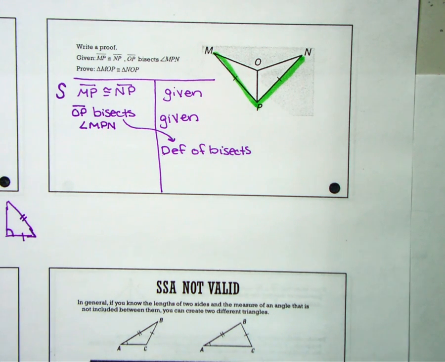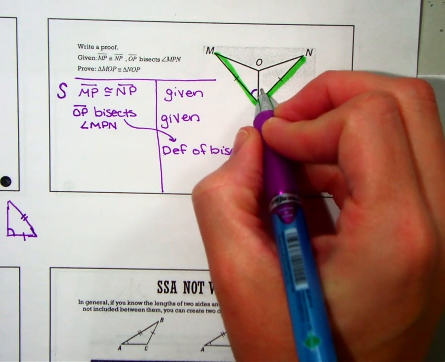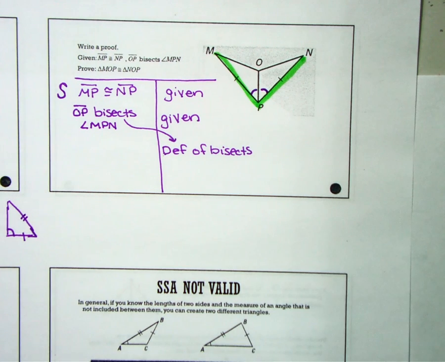So I'm going to use my arc mark to show that it's being cut into two equal parts. That's going to be this one and this one. Those are my two equal parts. Those two parts right there are what's going to go on the left side.